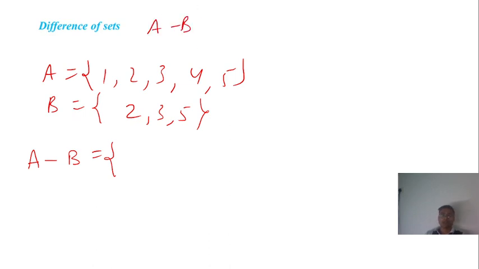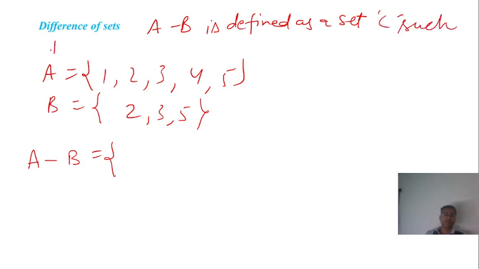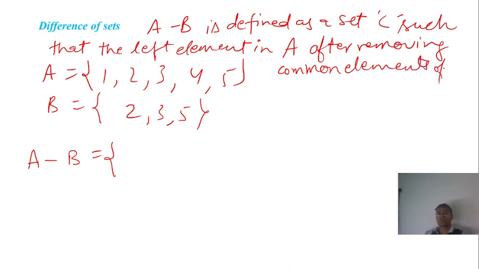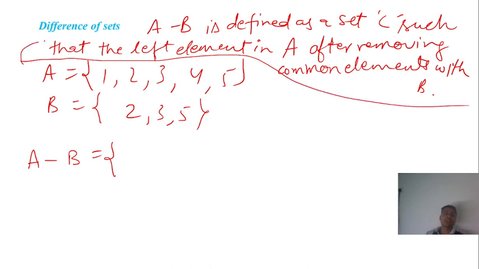A minus B is defined as a set C such that it has the elements left in A after removing the common elements with B. So we will remove only those elements which are common in A and B, and the elements left in set A are termed A minus B, A difference B.